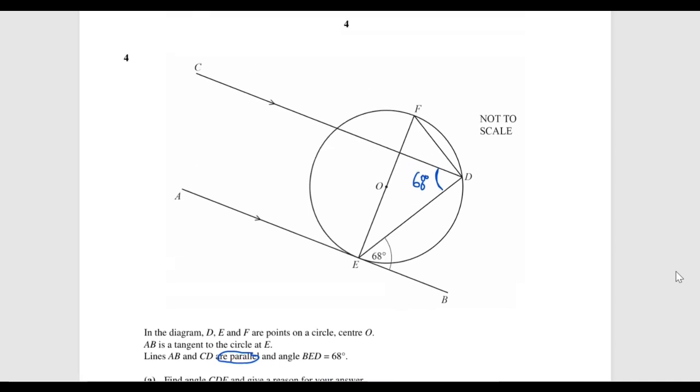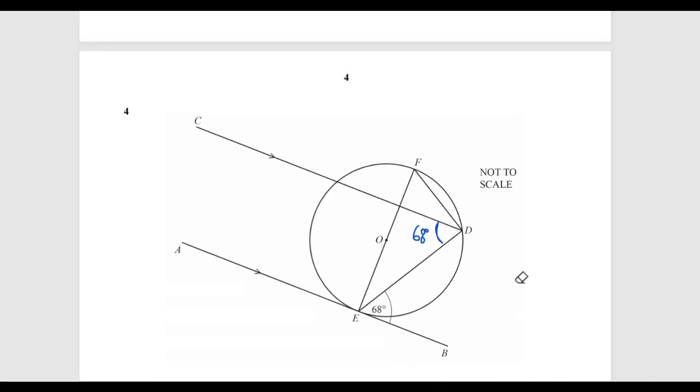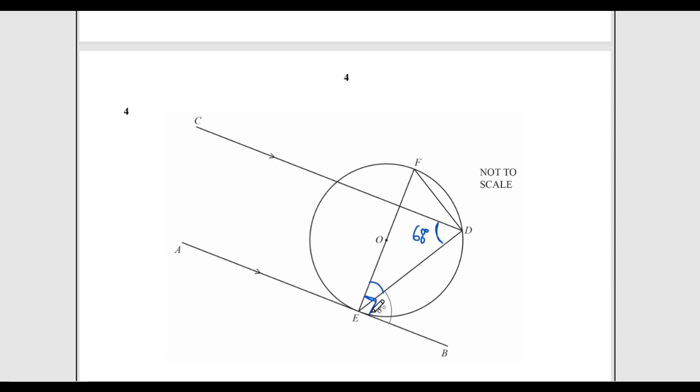Now DEF. DEF is basically this small angle. And how can we get it? There is a very common and easy property that says the radius and tangent make 90 degrees. So radius and tangent meet at 90 degrees. So if the remaining angle is 68, then we subtract 68 from 90 and we will get 22. So this small angle is 22.